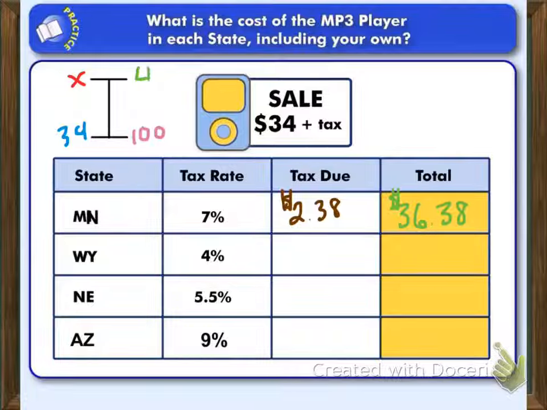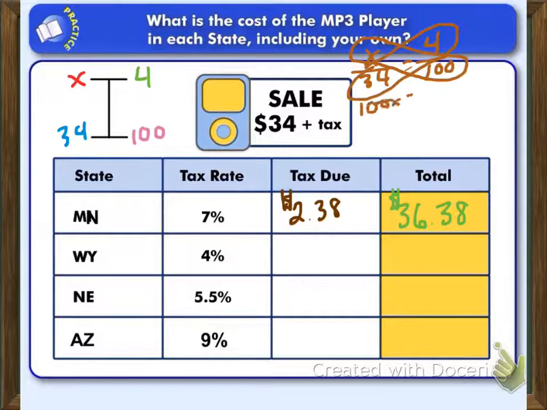So I'm going to put my 4% up here on the top, set up my proportion. X over 34 is equal to 4 over 100. Cross multiply. 100x is equal to 34 times 4. So 100x is equal to 136. I'm going to divide by 100.